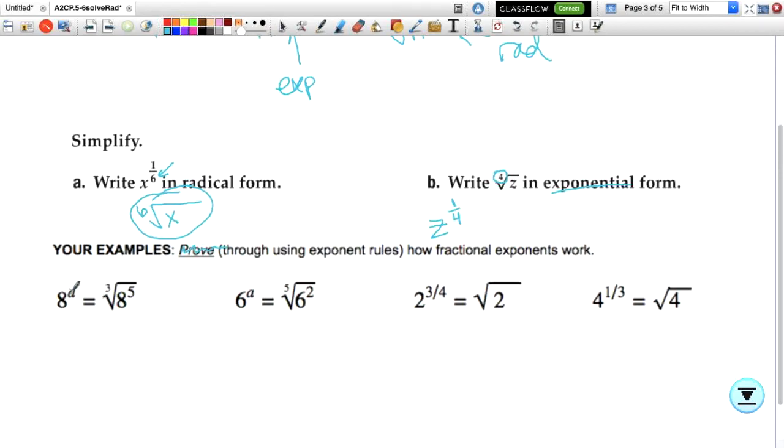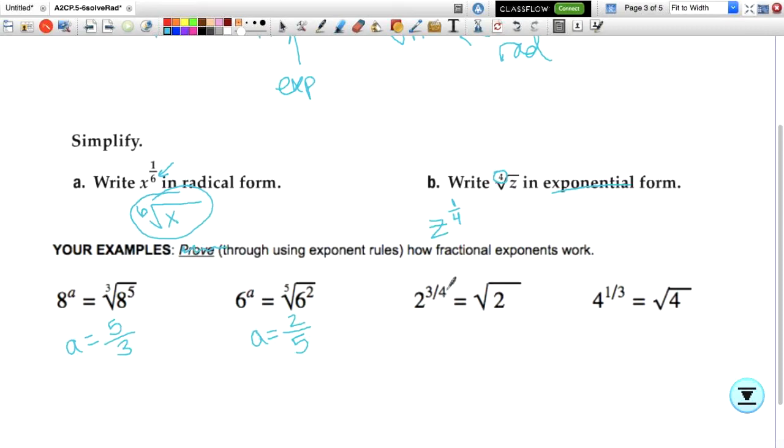We need to figure out what the exponent's going to be. So we know it's going to be a fraction because we have a root. Our denominator is going to be 3. And our numerator is going to be whatever exponent is attached here, 5. So a is 5/3. Hopefully right now you're already looking ahead to this one and you're saying, oh, I know what this is going to be. My denominator is going to be 5. And my numerator here is going to be 2.